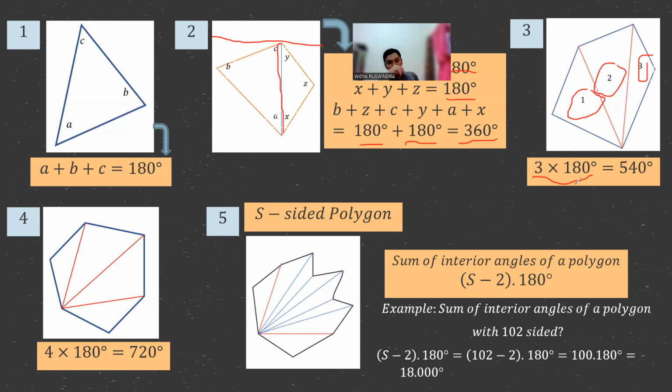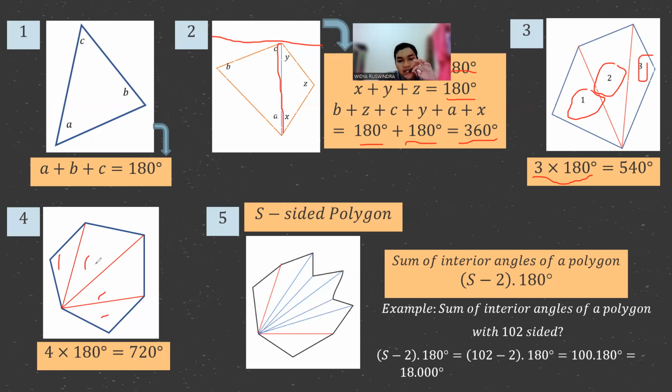So what about a hexagon? This is a hexagon. If we draw lines, we will get 4 triangles: triangle 1, triangle 2, triangle 3, and triangle 4. We know the size of each triangle is 180 degrees. So the sum of the angles of the hexagon in this picture will be 4 times 180 degrees, so the value is 720 degrees.